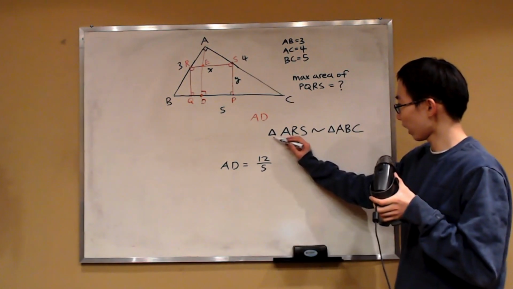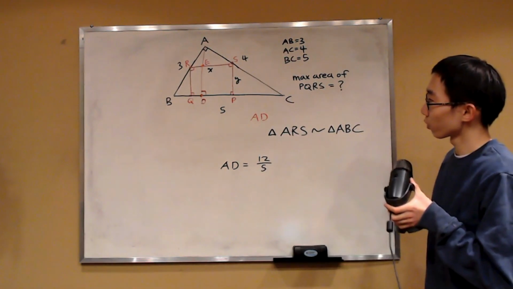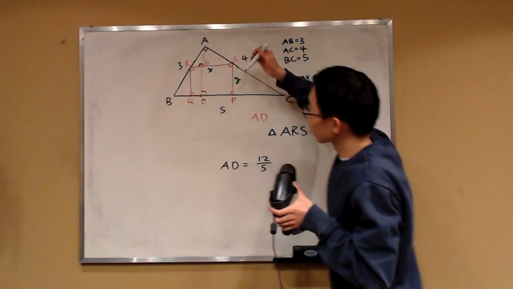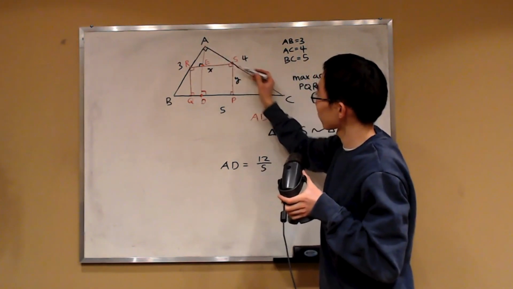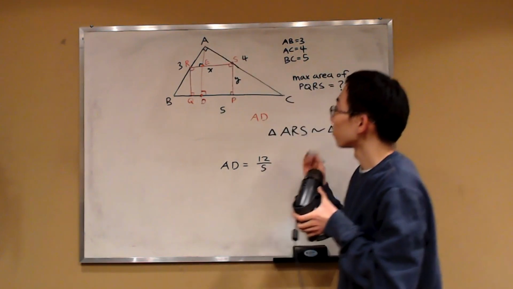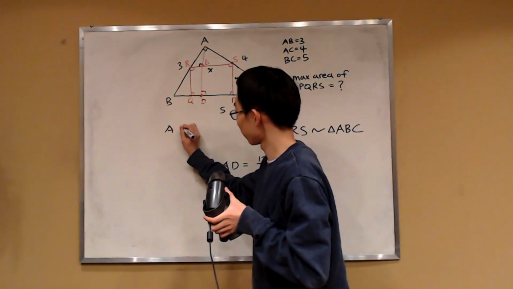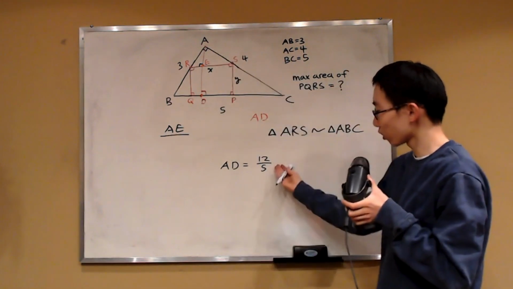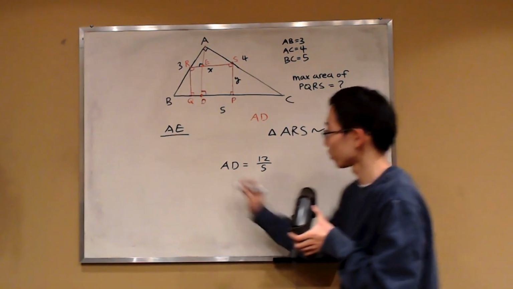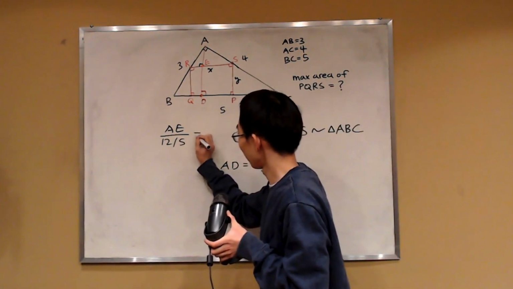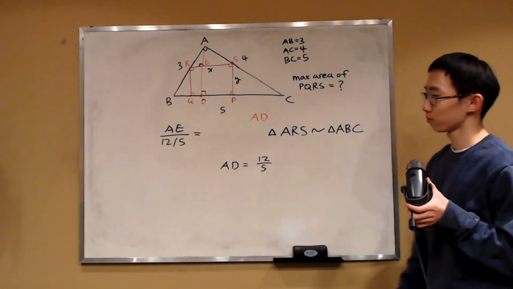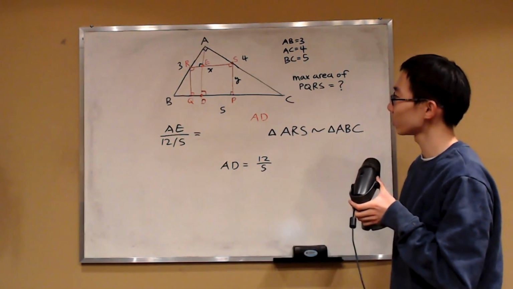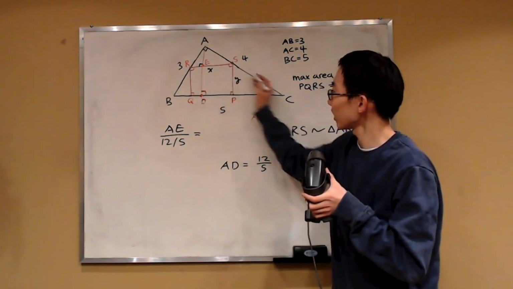Now, notice that in triangle ARS, the altitude we're going to be focusing on is the length AE, right? This is one altitude of triangle ARS, AE. So we're going to compare AE with the entire altitude, which is just 12 over 5. We got that, right? That's AD. So that's 12 over 5. Now, this would be equal to, we just choose some other length. Well, in this case, we can literally choose x, right?